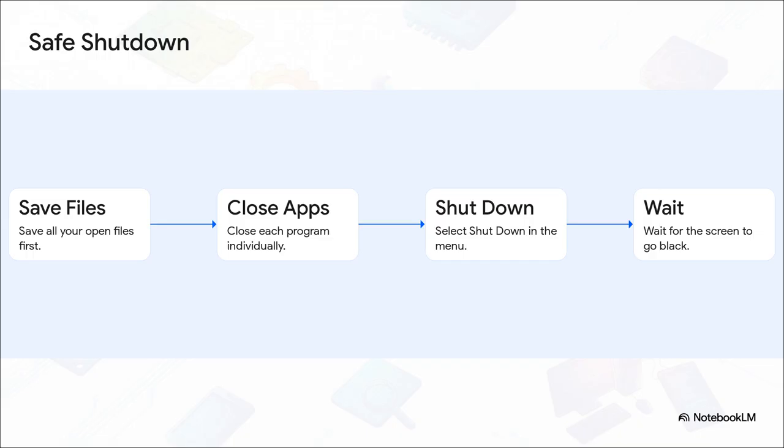So always save your open files first, close your programs one by one, click the Start menu, and deliberately select Shutdown. Then just be patient. Wait for the screen to go completely black before you close the laptop lid or unplug the machine. The software really needs those last few seconds to safely tuck all your data away.